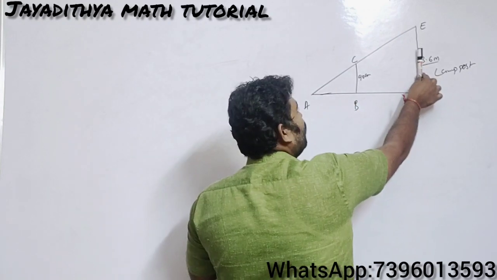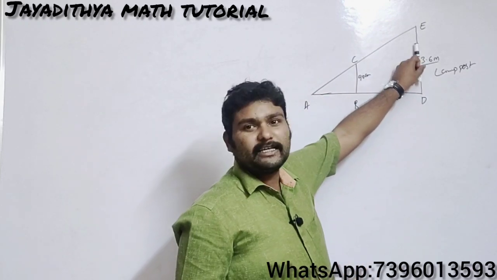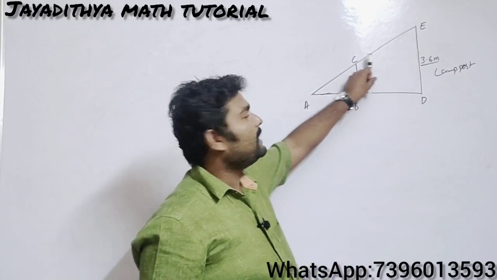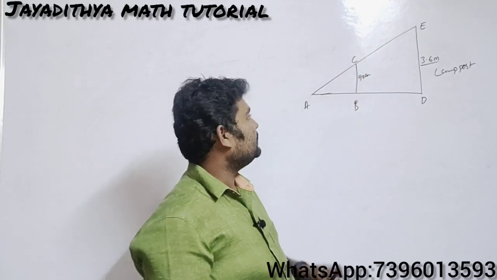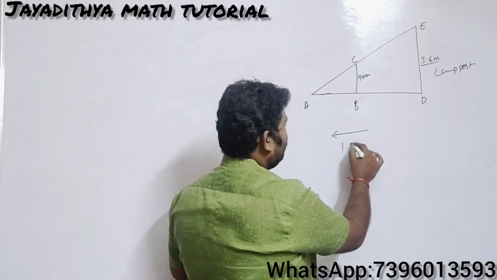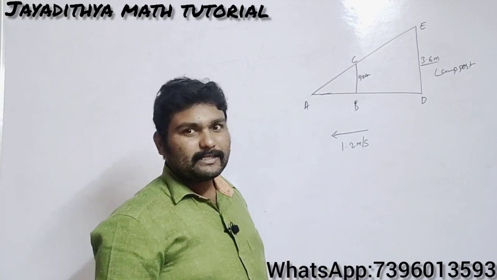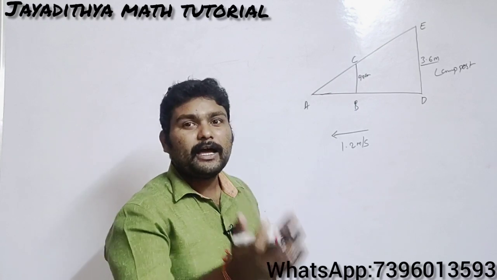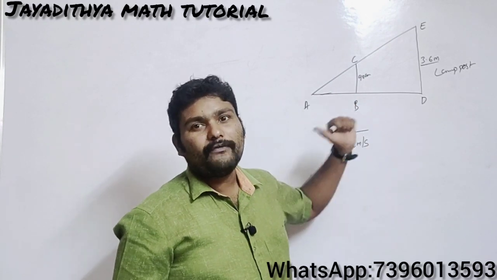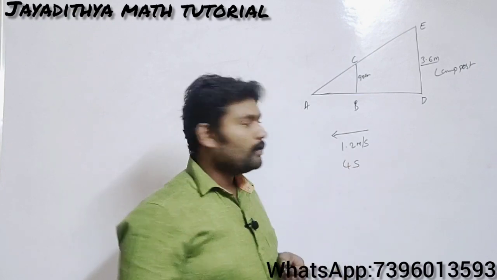The girl is walking away from the lamppost. Let us think the girl is here. She is walking in this direction, moving at a speed of 1.2 meters per second. So our question is, what is the length of her shadow after 4 seconds?